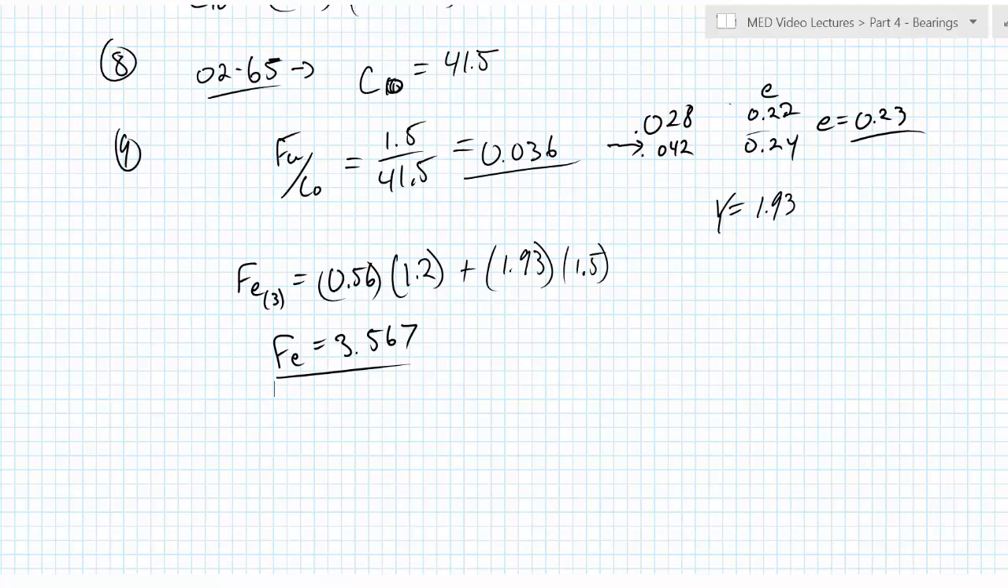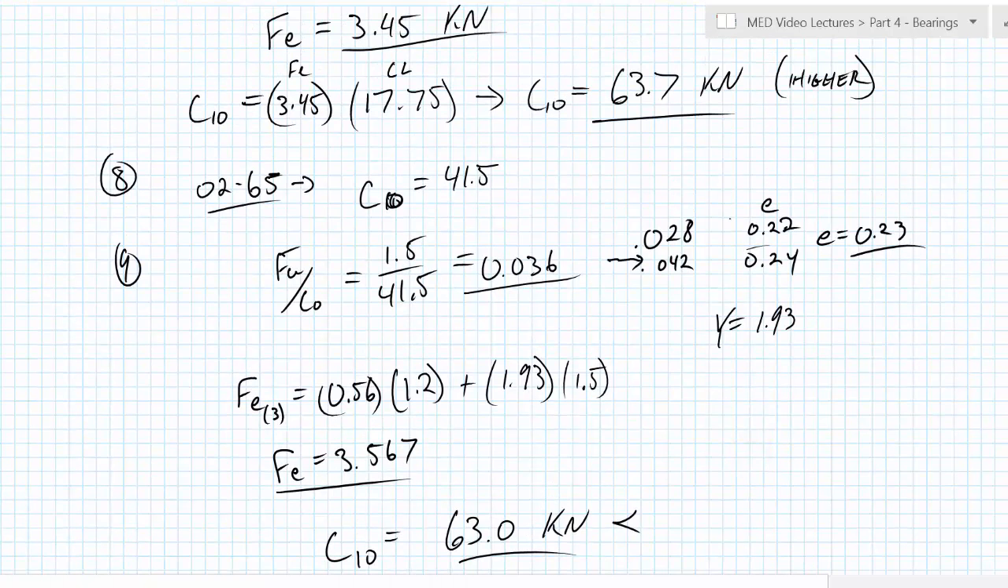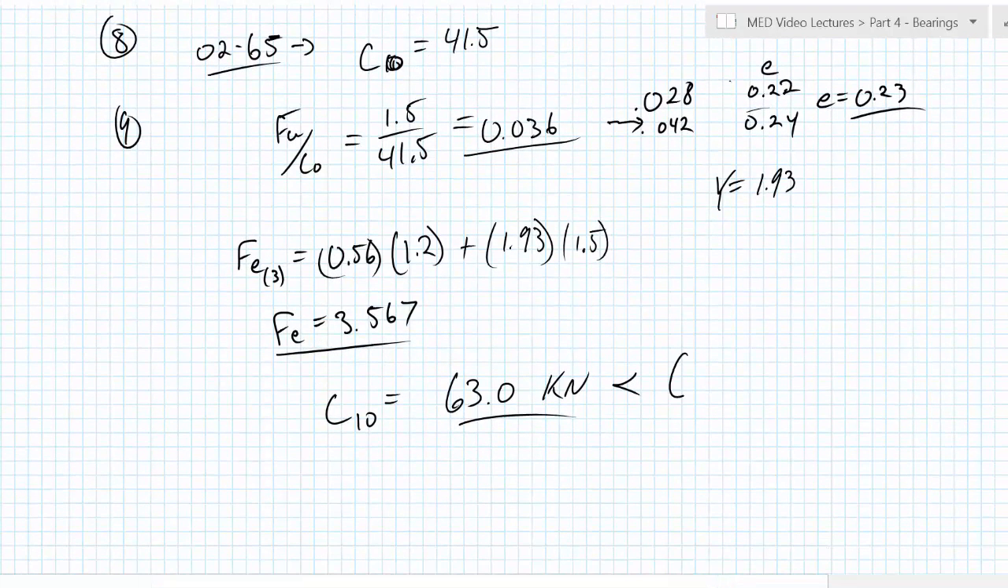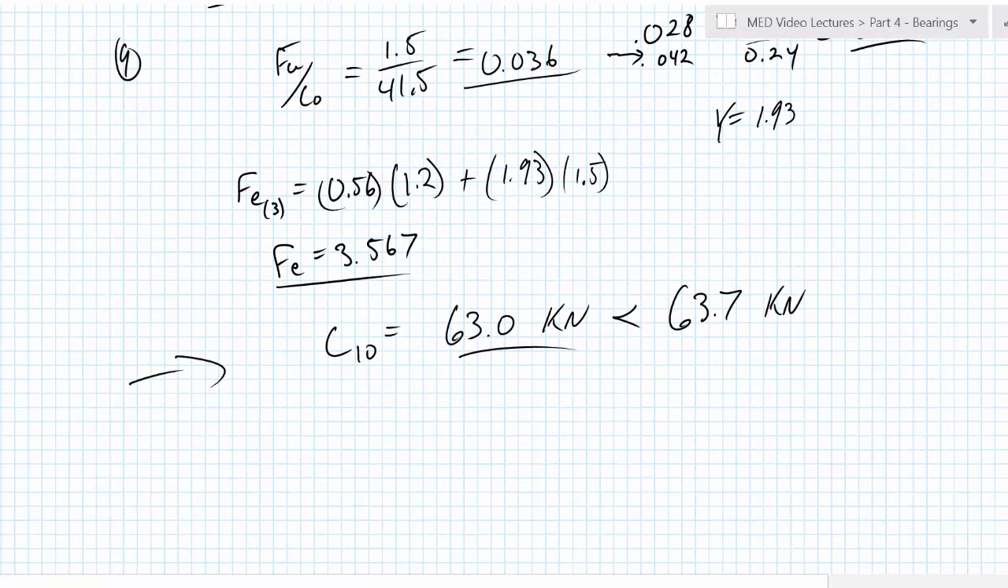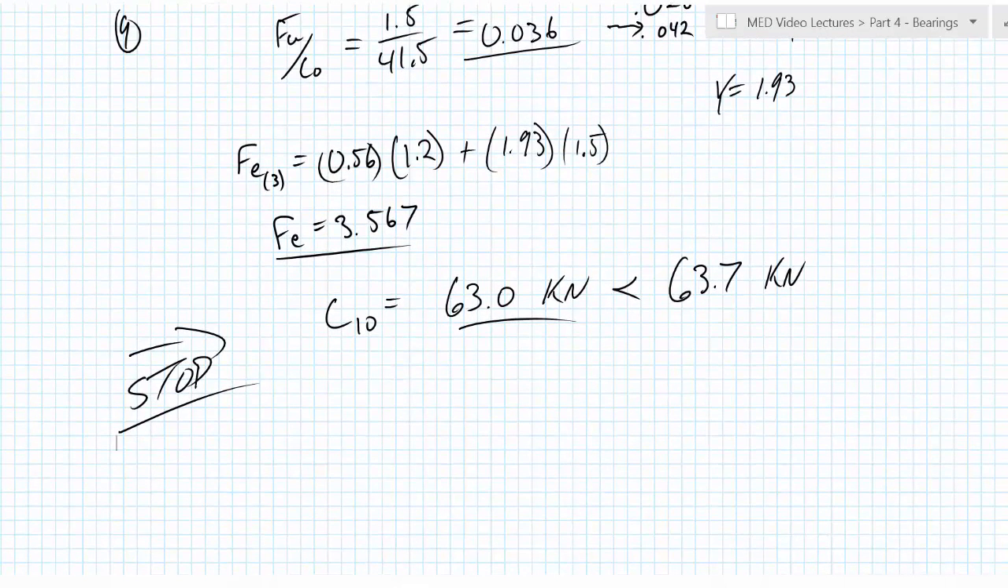Okay, so now we can do the same process. We're going to calculate one last C10 here, and I'll show you why it's one last C10. If we plug in the Fe value again, times that 17.75, which was the constant, we end up getting 63.0 kilonewtons. Notice that this is actually smaller than the value we had before, and also very close. So 63.7 kilonewtons. So that means we're going to end up basically at the same bearing. So we should stop here because we found a C10 which is smaller, and we're going to end up at the same bearing.